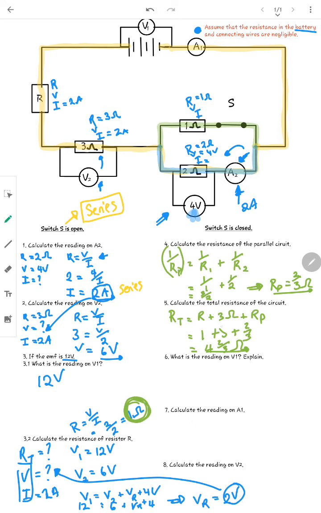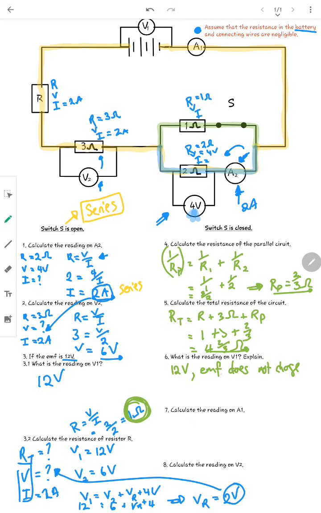Right. Now we want to calculate the reading on voltmeter number 1, and they ask us to explain. We make the assumption that the resistance in the battery and the connecting wires are negligible. So this holds true for whether the switch is open or the switch is closed, meaning again that V1 has to be equal to 12 volts because EMF does not change. Right. So if you've got a 12-volt battery, it doesn't matter whether you put the 12-volt battery in one device or another, it is always going to give you 12 volts.